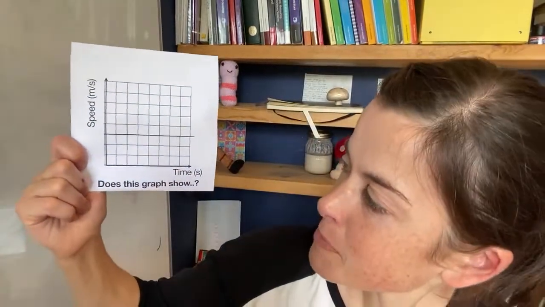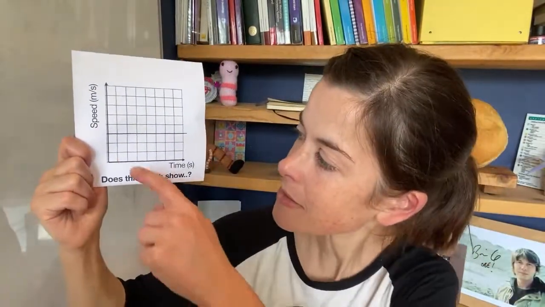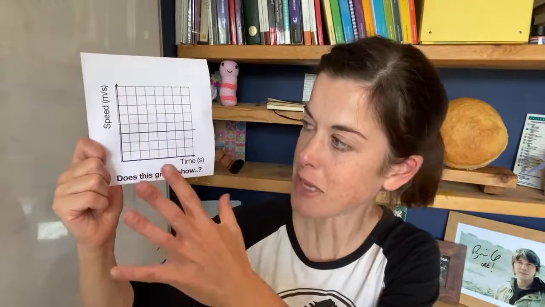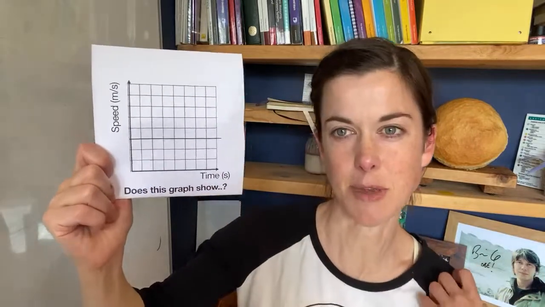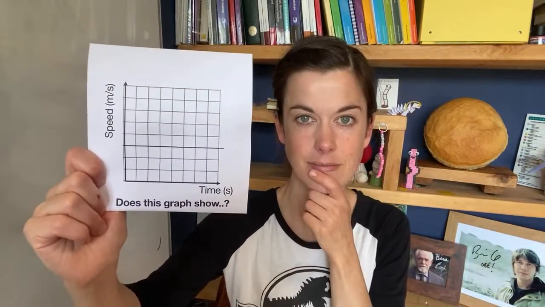This one, 3 more to go. Speed time graph, and it's the same thing. You've got a flat line. It's a speed time graph, and you've got a flat line which looks like it's starting at, let's say, 3 meters per second. What is that thing doing?